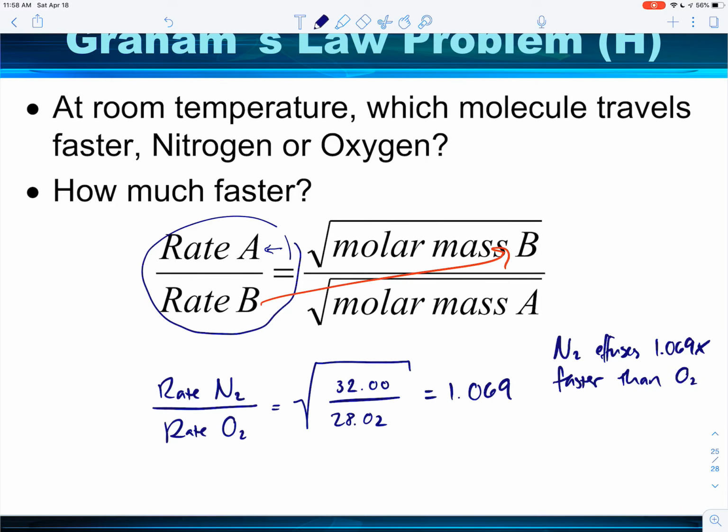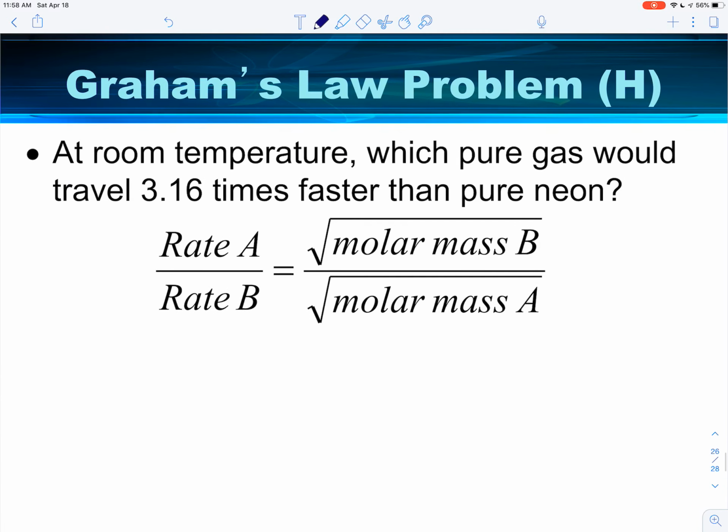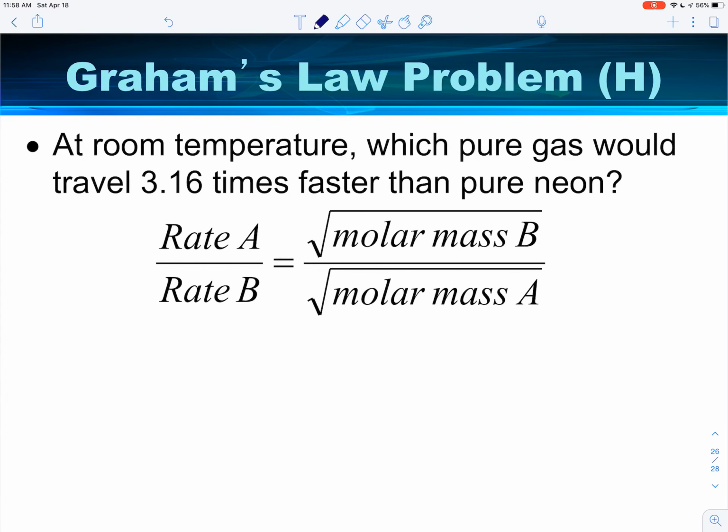If you had done it the opposite way, the reciprocal of this is something like 0.9857. I don't remember exactly. So it's a little harder to interpret that. You would say oxygen, because you would have flipped it, effuses 0.9857 times as fast as nitrogen, which to me feels harder to think about. But it's possible. You can also flip it. If you accidentally plug it in the wrong way, you can find the reciprocal, raise it to -1, and you'll get the opposite.